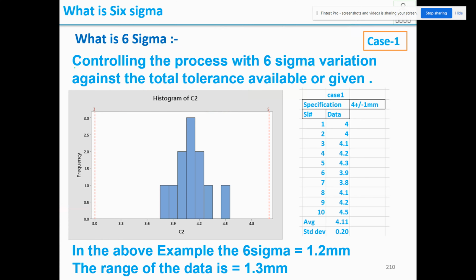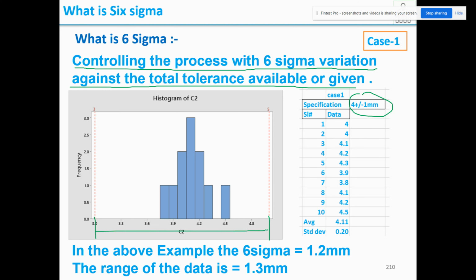So what they're telling is controlling the process with Six Sigma variation against the total tolerance available. Okay, so now an example. The dimension we are going to consider is 4 plus or minus 1 mm. The total available tolerance that is given is 2 mm. Correct, but I am consuming only this much. Therefore, this much is a safety. That means you are capable. This is a good process.